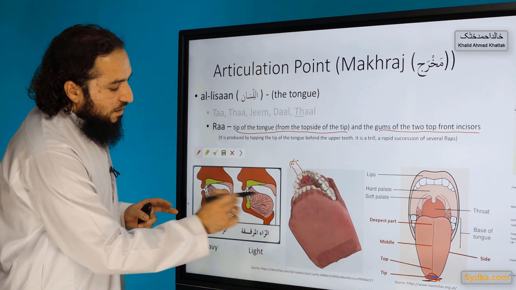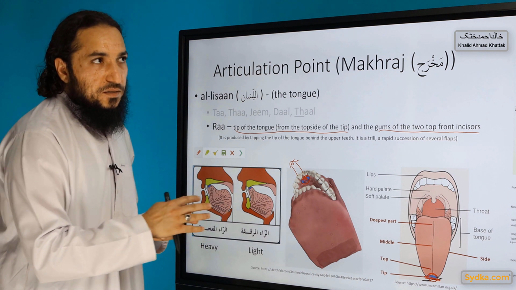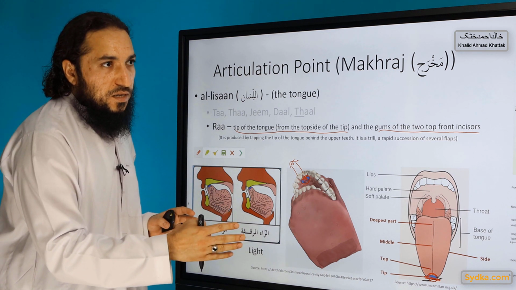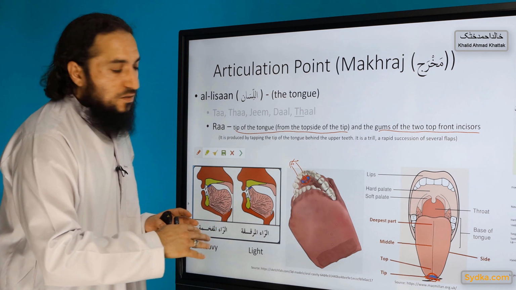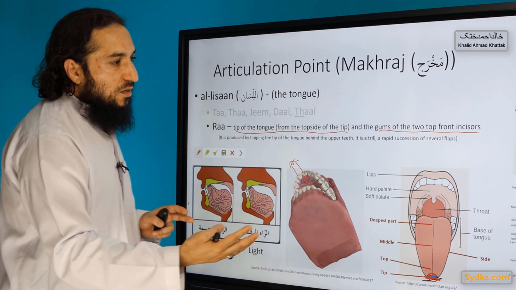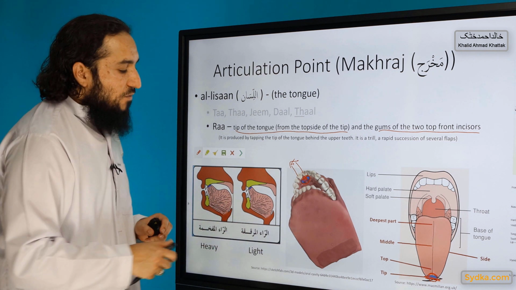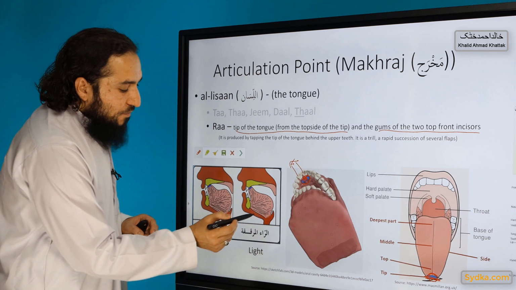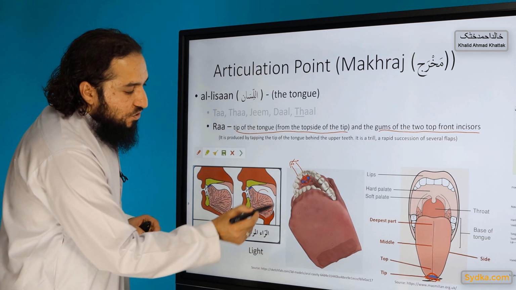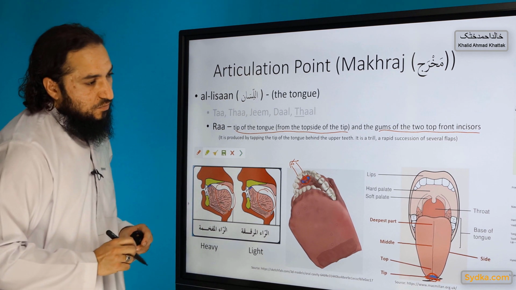And the tongue is positioned in different situations because Ra is heavy at times and other times is light. So it's actually both, it has both properties. Sometimes it will be heavy, other times it will be light. We will discuss that in future, but when it is light, the position of the tongue is different than when it is heavy. You can see that from the image here.